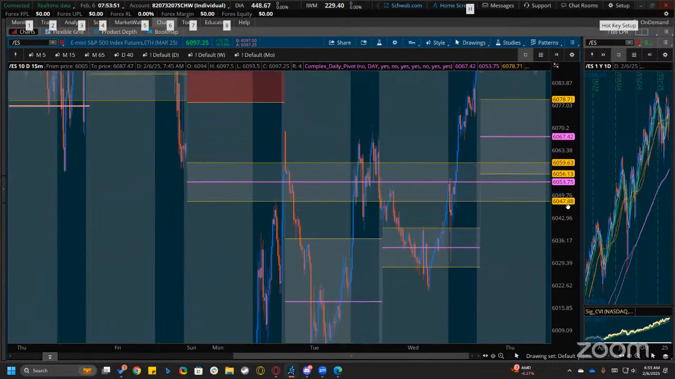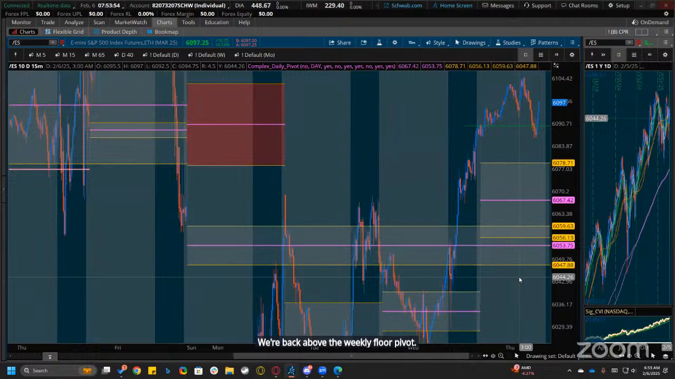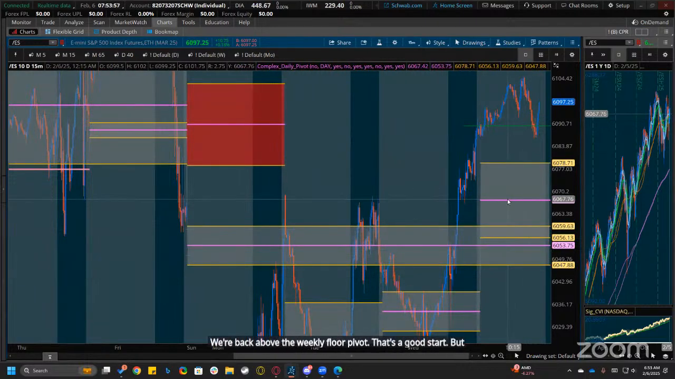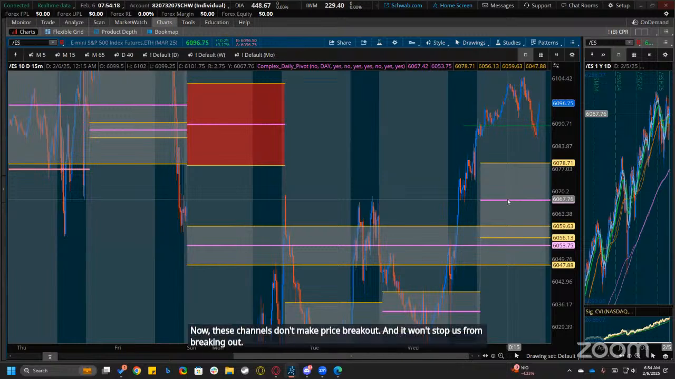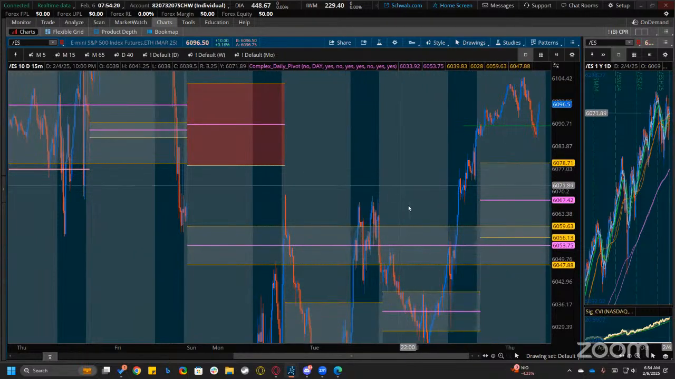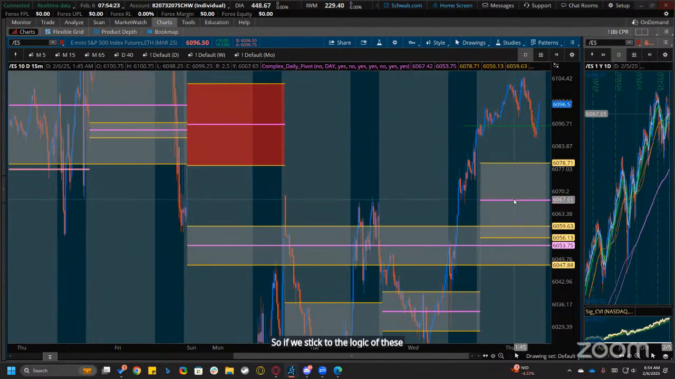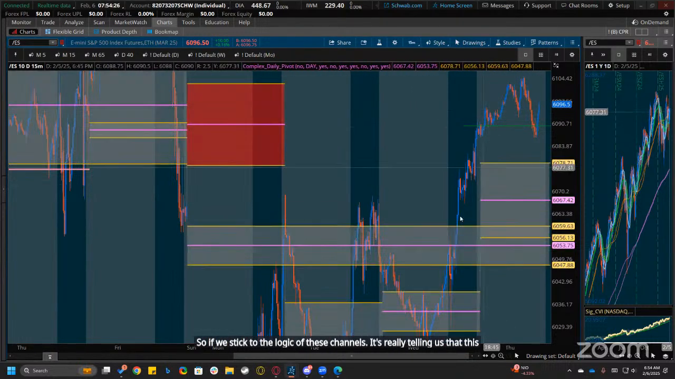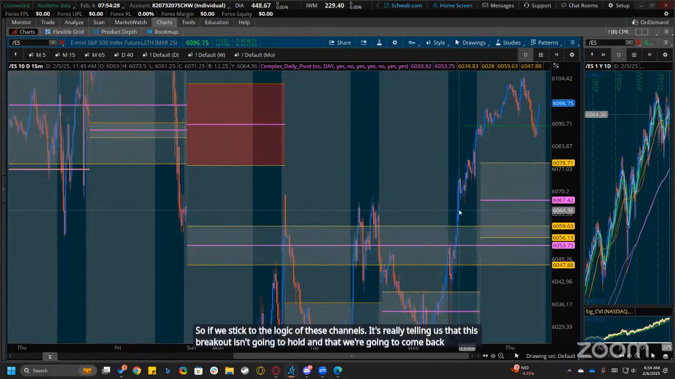We're back above the weekly floor pivot. That's a good start. But today's floor pivot has a really wide channel on it. Wide channels imply that if we break out, the breakout doesn't stick. Well, surprise, we've already broken out. Now, these channels don't make price break out, and it won't stop us from breaking out. But if we stick to the logic of these channels, it's really telling us that this breakout isn't going to hold and that we're going to come back inside of yesterday's price action.